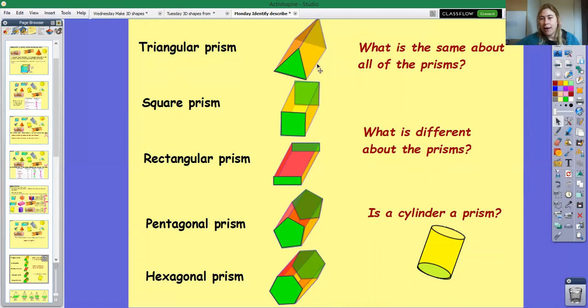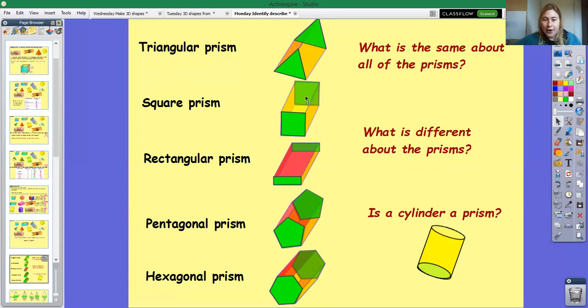Okay, this line is parallel to this line. They're the same distance away all the time. They don't get shorter, okay? So we end up with the same shape on each opposite end. If I show you with the pentagon as well, I'll just make it a bit stronger. If I drag my shape along, you can see that it is exactly the same. Doesn't matter where it is along the prism.